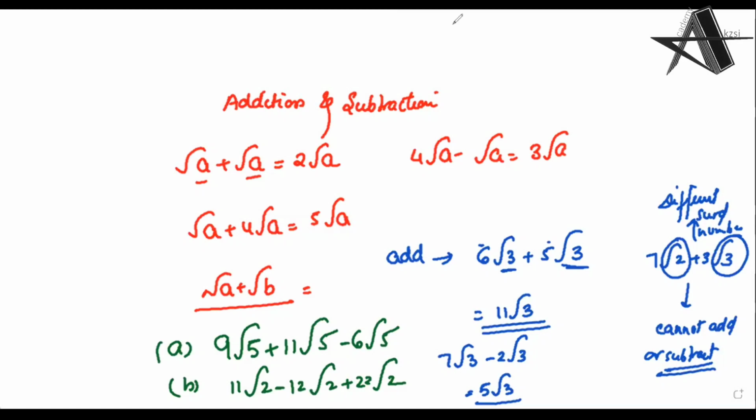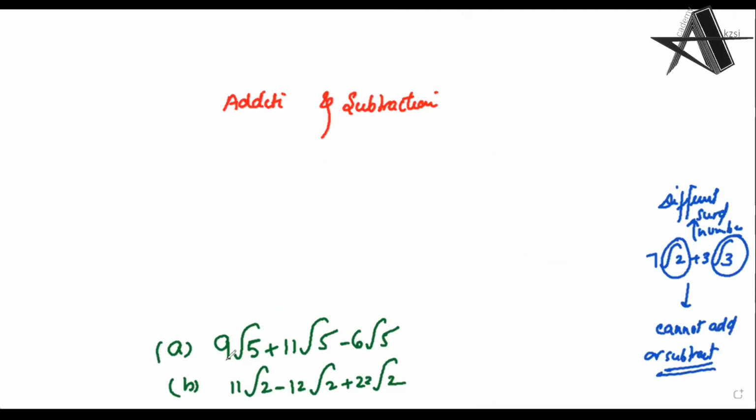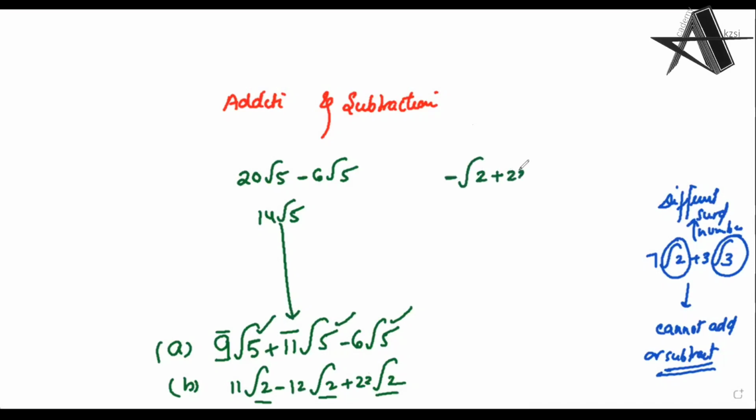Okay, now let me see. As I've explained, we can add the same surds. So first we have to check whether they have the same base number or not. Root 5, root 5, root 5, yes. So we can add: 9 plus 11 will give us 20 root 5, minus 6 root 5, which will be 14 root 5. So this will be the answer for the first one. For the second, again, we have to check whether they all have the same base number: root 2, root 2, root 2. So 11 root 2 minus 12 root 2 will give you minus root 2, plus 22 root 2, which is finally 21 root 2. So this is the answer for the second one.